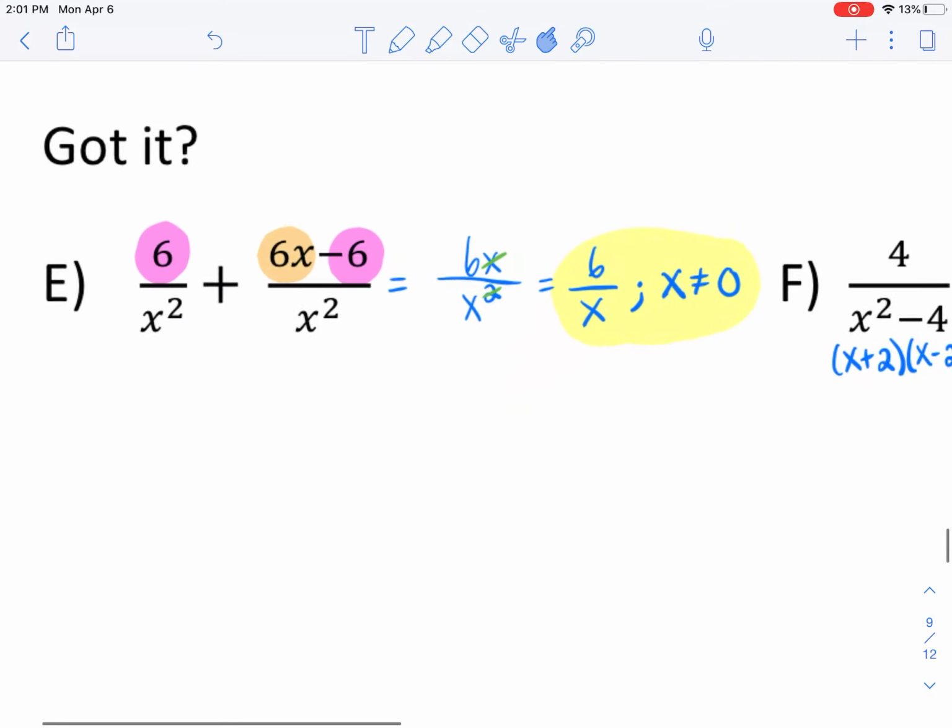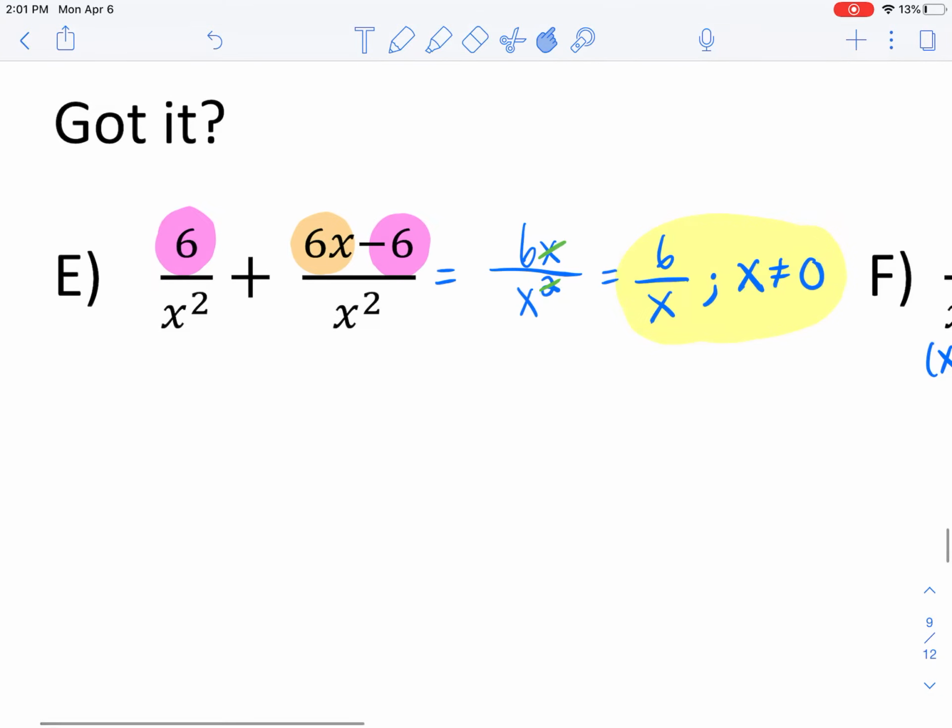Okay, looking at E, this example, you already have a common denominator of x squared. So all you need to do is collect like terms and add the numerators together. So you end up with 6x, and then you have 6 plus negative 6, which is 6 minus 6, or 0. So it just becomes 6x over x squared. This does simplify. There's a factor of x on the numerator and the denominator. So if you cancel out one of those factors of x, you get 6 over x.